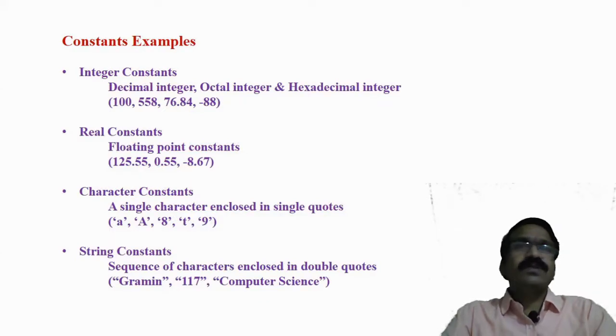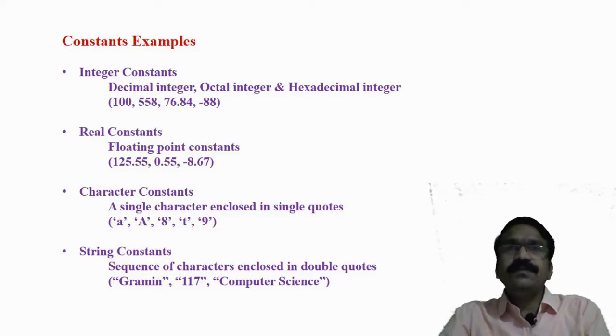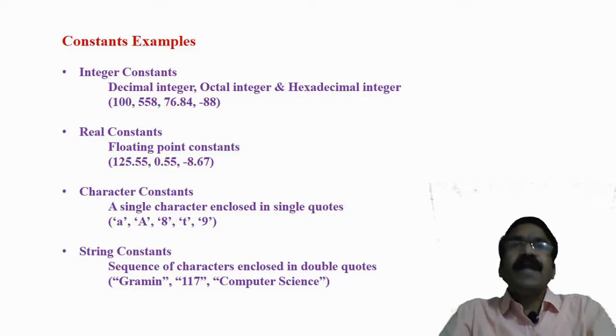An integer constant is any decimal, octal or hexadecimal integer value such as 100, 558, 76, minus 88. 76.86 is not an integer constant; sorry, that is a real constant. These are the integer constants.